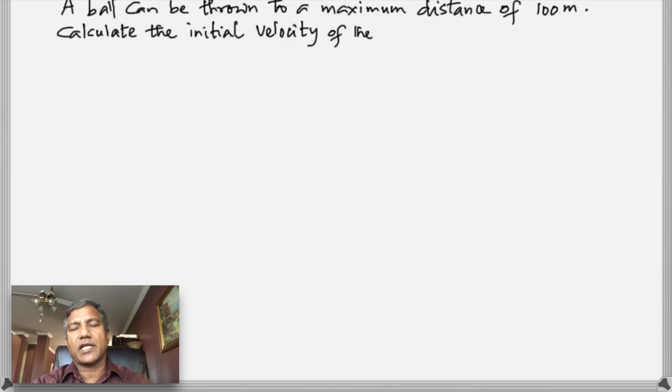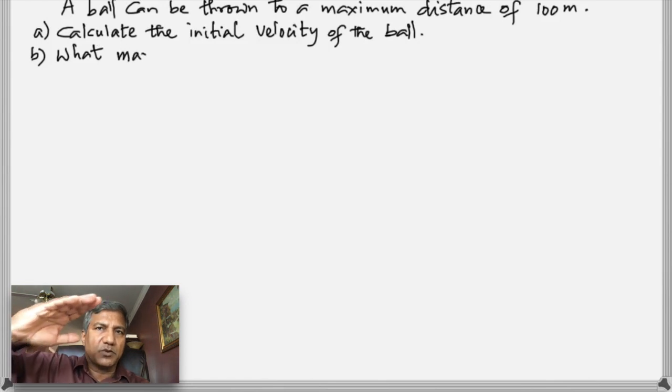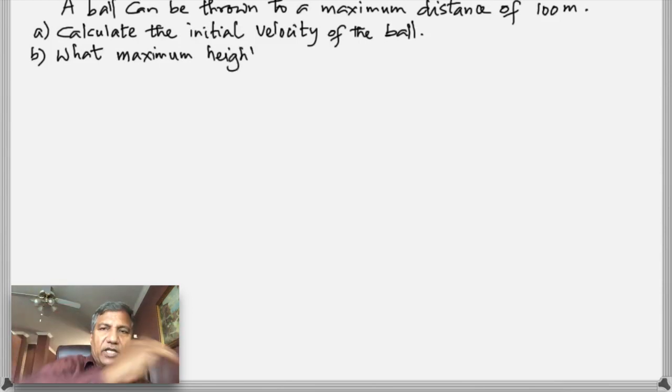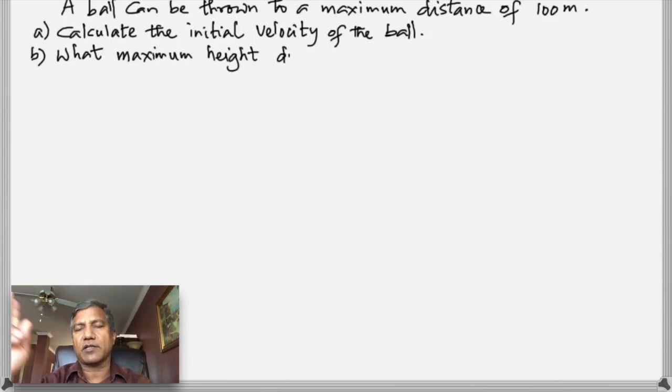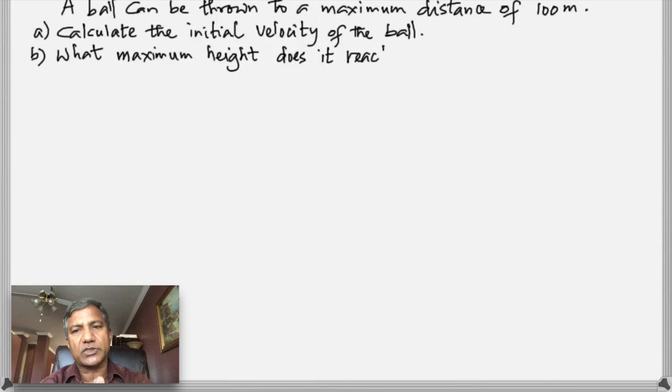And you're asked to calculate the initial velocity of the ball. And also you're asked to calculate the maximum height to which it can go. So as the ball travels, as it moves, what's the maximum height it reaches from the ground? Okay, so it goes that way, and then what's the maximum height? So you got to calculate two things: the velocity with which the ball was thrown and the maximum height to which it goes. Let's do it step by step.